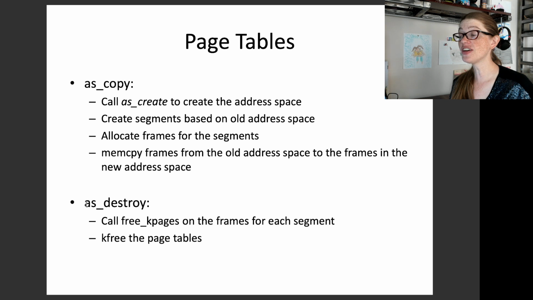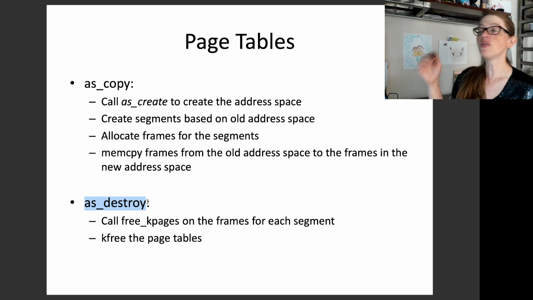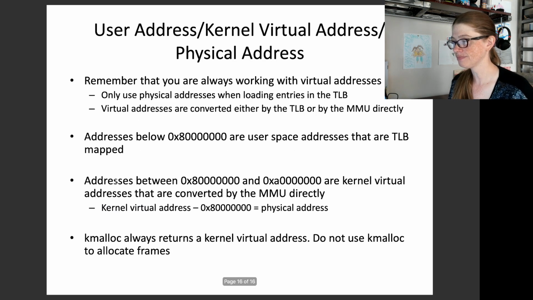And remember that our frames are now scattered to the wind. And that means that when you are destroying the address space, you must not just call kfree on the whole thing or free kpages and then free the page tables, because that won't actually free anything. You'll only free the first page. What you actually need to do is call free kpages on each and every individual page. So you'll have to iterate through your page table and actually call free on each entry. And then you can free the page table as a whole. So there's a little bit more work here.